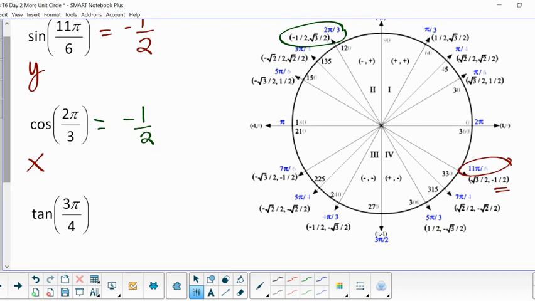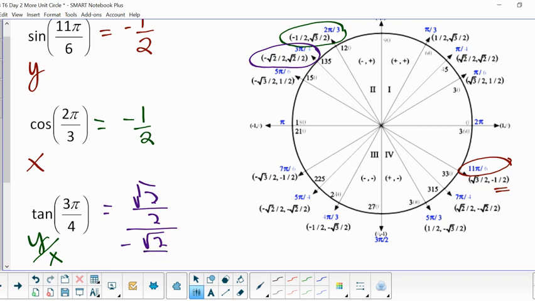Tangent is always the hardest one because you have to do a little bit of reducing or simplifying. So tangent is y over x. Okay, so I'm going to go to 3 pi over 4, which is here. And I'm going to take the y value, which is root 2 over 2, and the x value, which is negative root 2 over 2. And I'm going to just simplify that. Well, this one's not too bad because the x and the y are the same, so they just cancel. And you get negative 1 as your answer here.